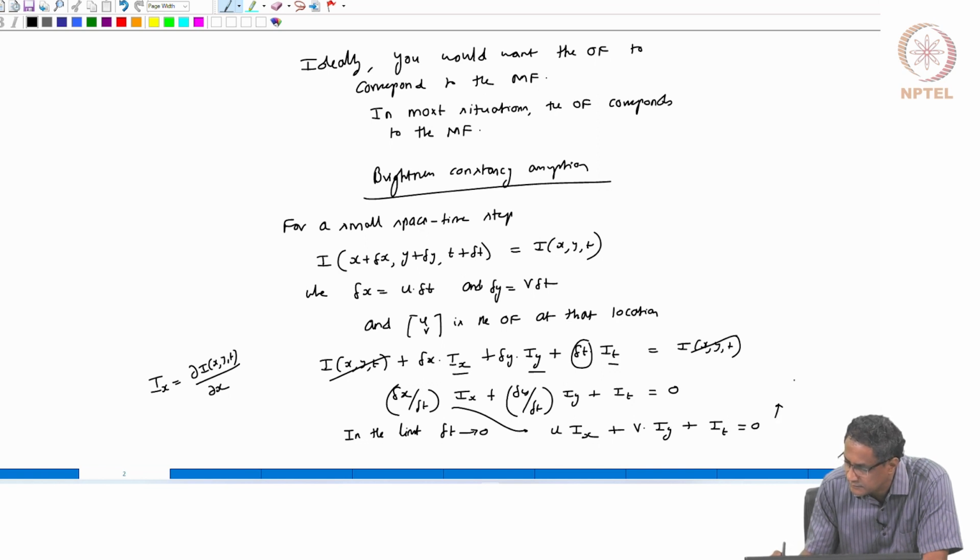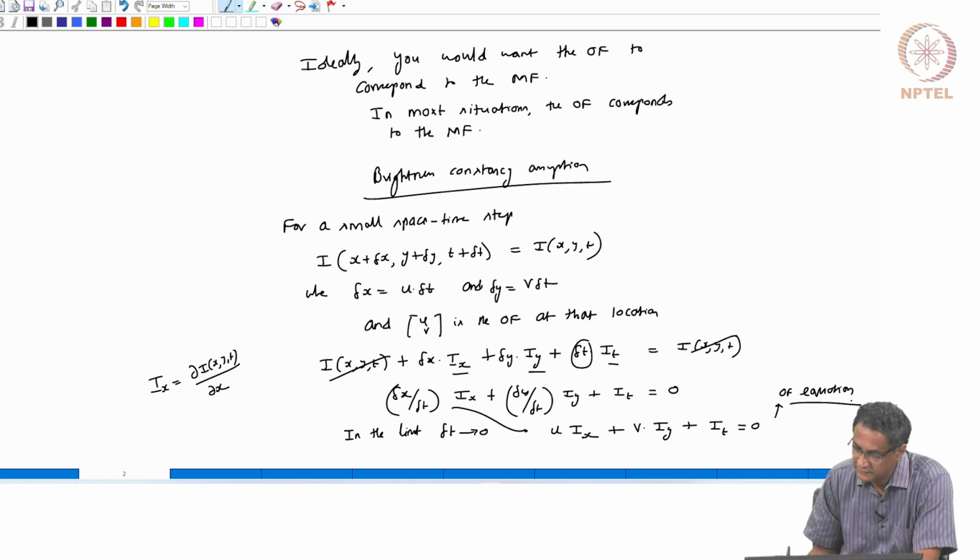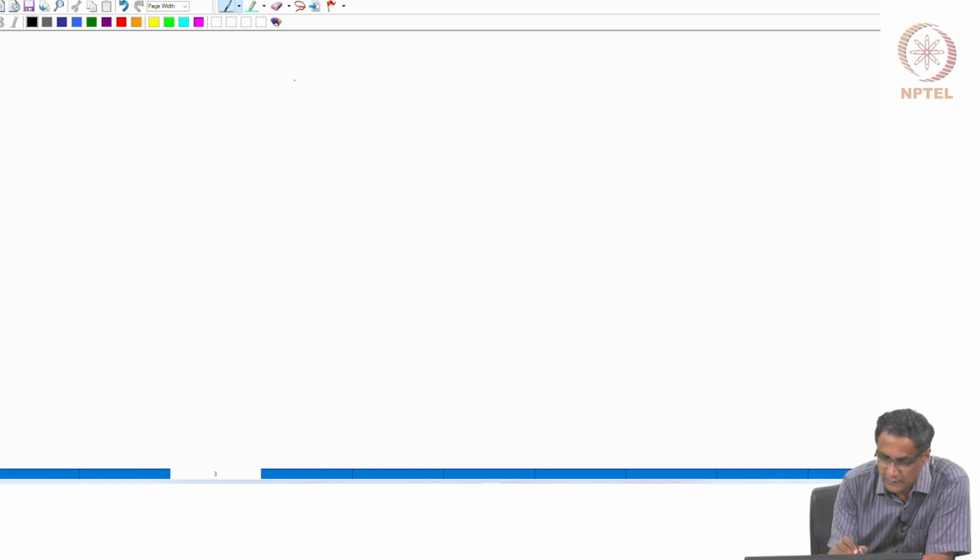This is called the optical flow equation based upon the brightness constancy. Or in other words, you can even write this as a dot product of Ix, Iy with u, v is equal to minus It.